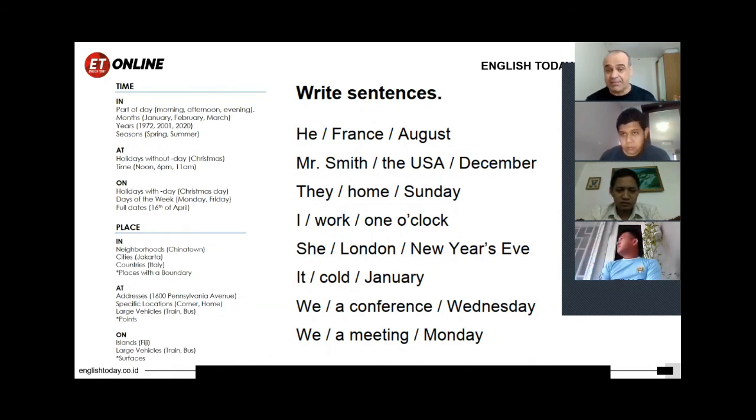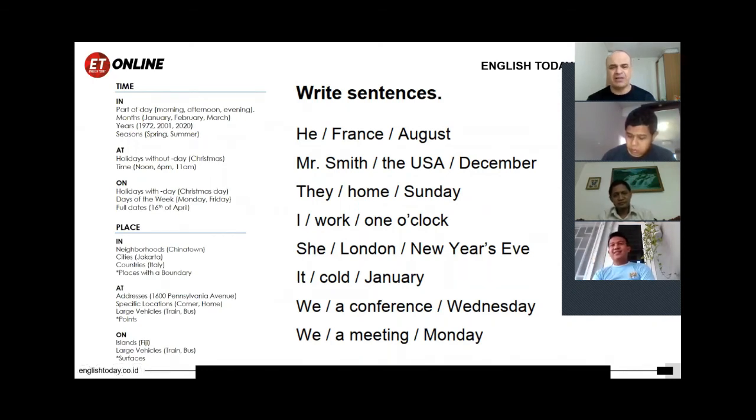So in this example, we were at a conference on Wednesday. Not in a conference. At a conference on Wednesday. And for this one, you would have to say we were in a meeting on Monday. So at a conference on Wednesday, in a meeting on Monday. All right. Very nice.